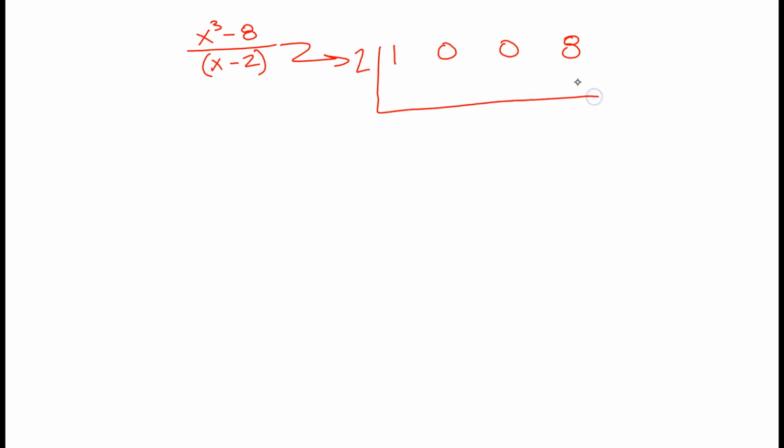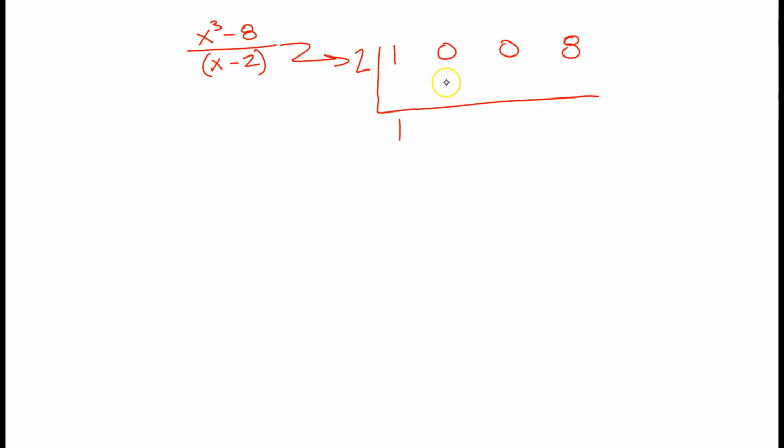So if I know that x cubed minus 8 has a factor of x minus 2, that means I should be able to divide x cubed minus 8 by x minus 2 and get no remainder. Well, how many of you remember this? What I'm doing here is synthetic division.